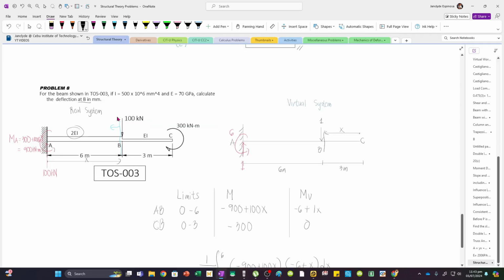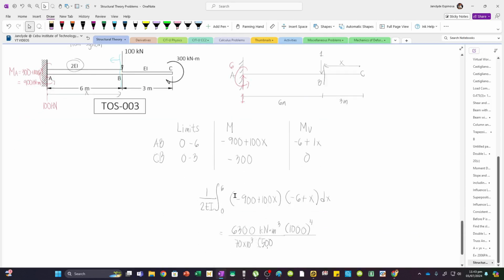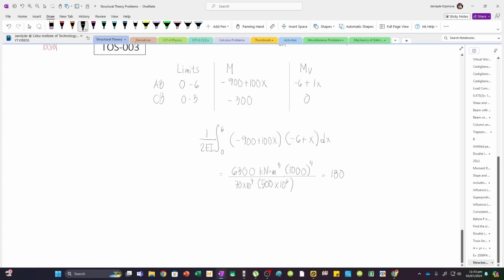However, we are given the section properties. We have I equal to 500 times 10 to the 6 and then E is 70 GPa. So then I have to convert this into Newton mm cubed, so 1000 to the 4th, and then my E is 70 GPa. Convert that to MPa, we have 70 times 10 to the 3, and then I is 500 times 10 to the 6. So now we have 6,300 times 1000 to the 4th over 70 E3 times 500 E6. So this gives us 180 mm. This is the deflection at point B.